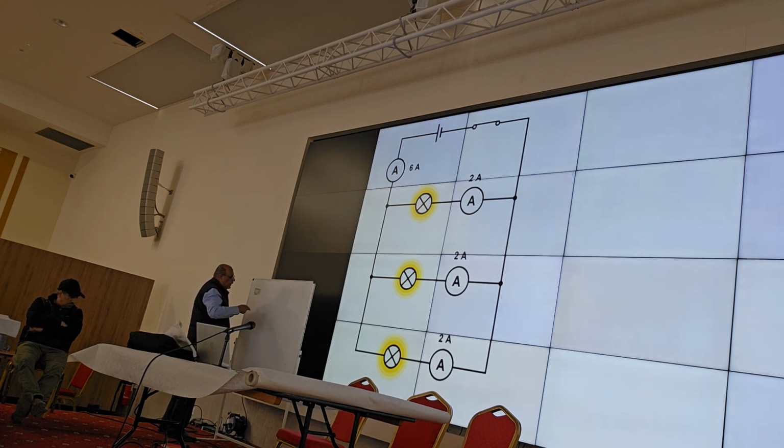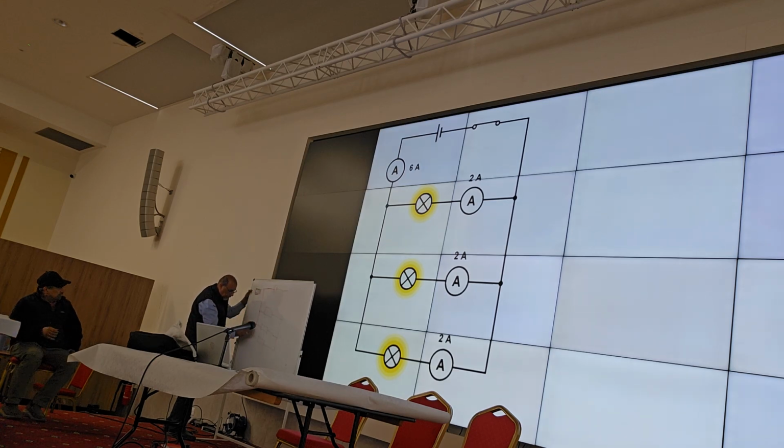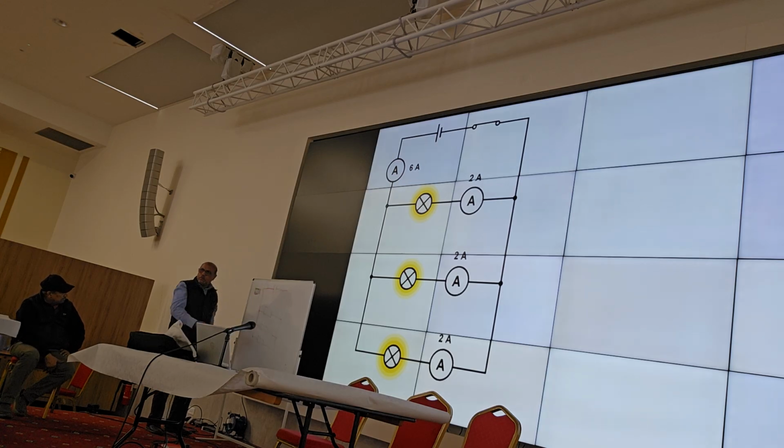Now looking into this one, the battery is here. This is one load, this is the second one, this is the third one. All three, the positive terminal of the battery connects with this one and with this one, all connected on one side, and the negative terminal connected on the other side of each load. It means whatever this voltage is, that will appear across each load.